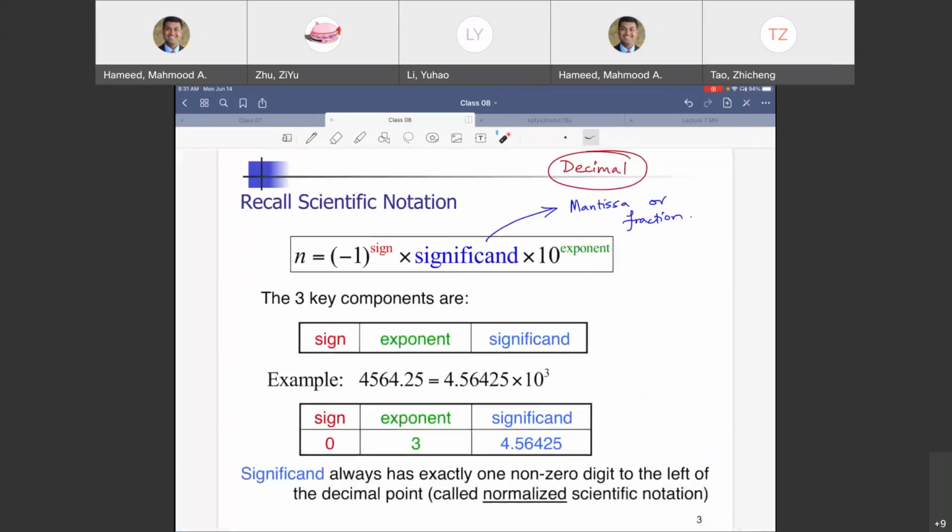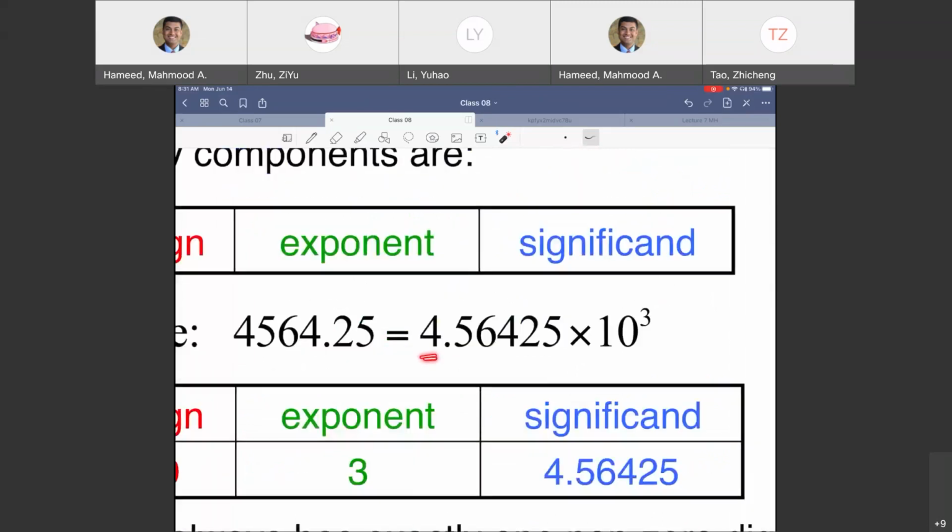But for fraction, there are two things in significand, right? One is the integer part, which is the 4 here, and then there is the fraction part, which is the 56425. So when you are in the decimal world, what can the integer part be? Can it be 0? No, it cannot be 0. It can be 1, 2, 3, 4, 5, 6, 7, 8, 9. Those are your 9 options for this guy, right?